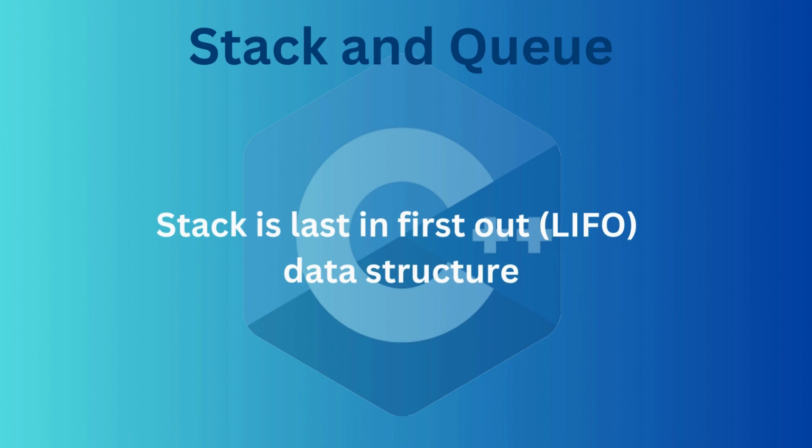So, first of all, what is a stack? A stack is a last in, first out (LIFO) data structure, which means the last element we add to the list will be the first one to come out. Now let's see a simple example or graph of this.